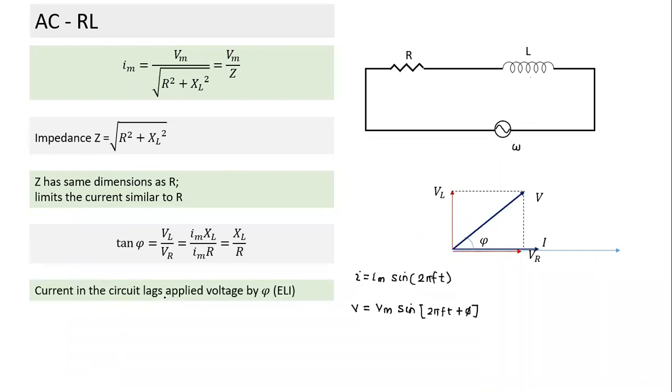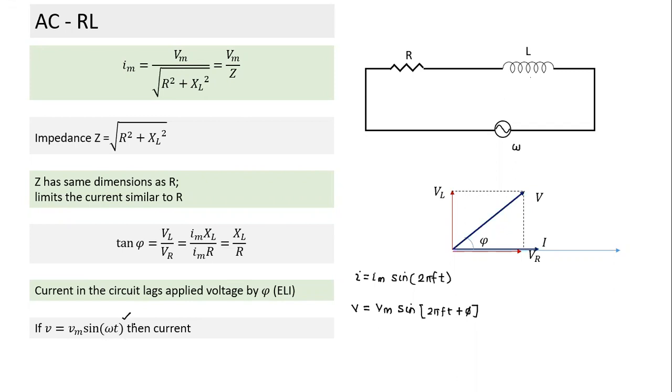In an RL circuit, the current lags the applied voltage by angle phi. So this is something we apply. If V is given like this, can we write the equation for current here? If this is the applied voltage in the circuit, how would I find the current?